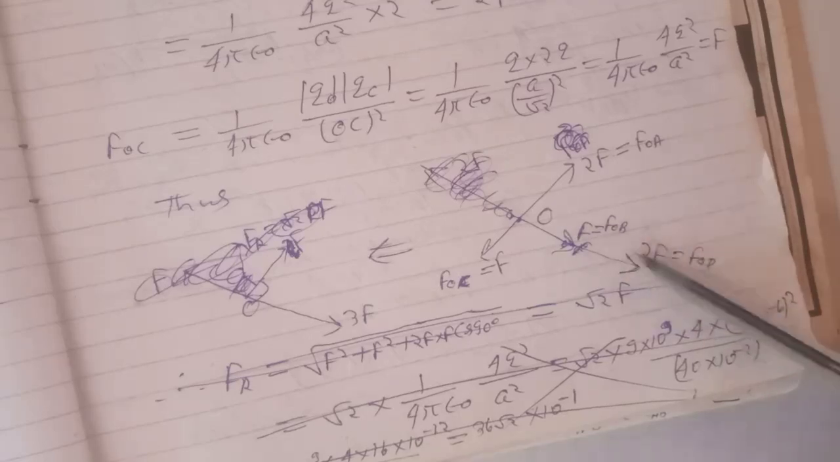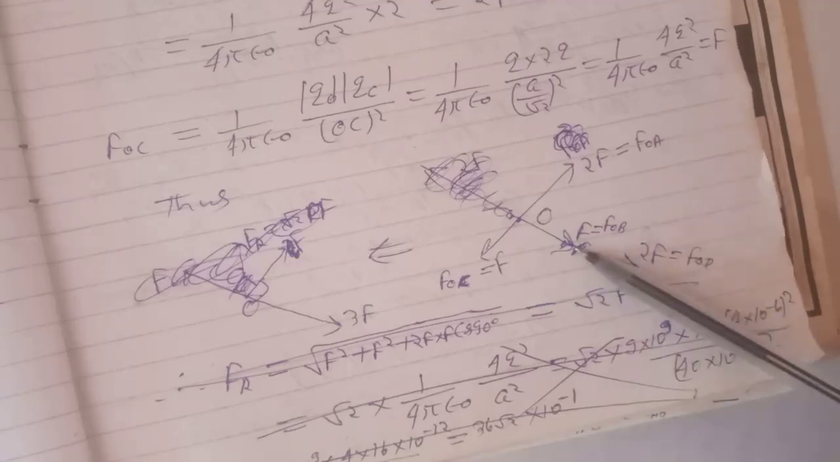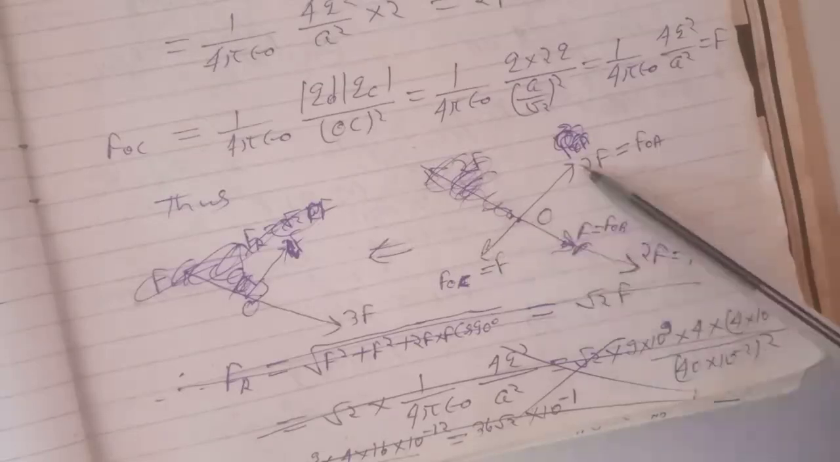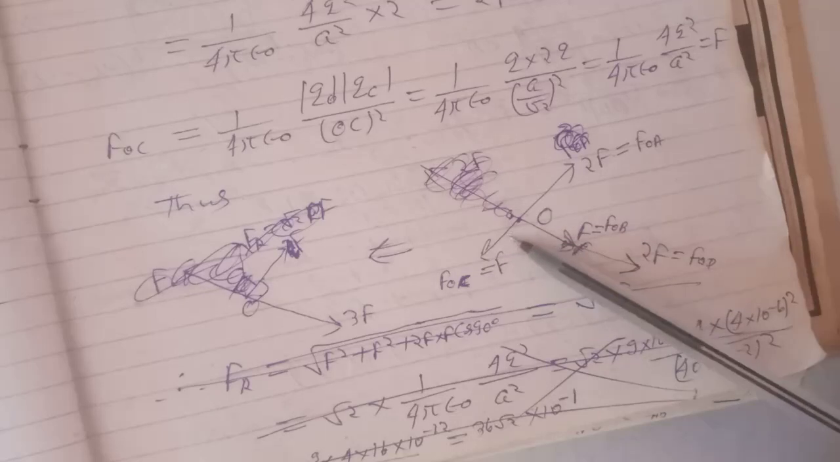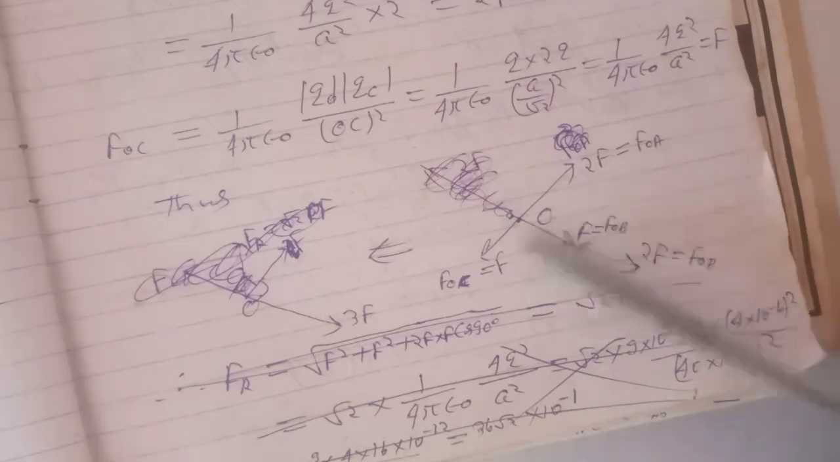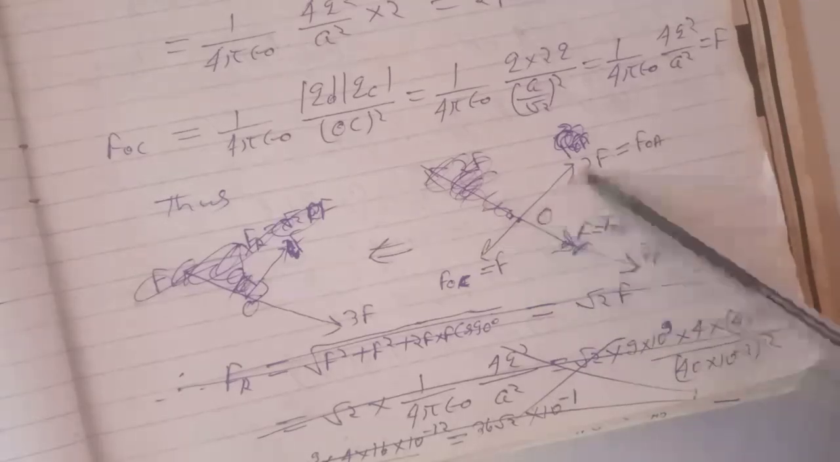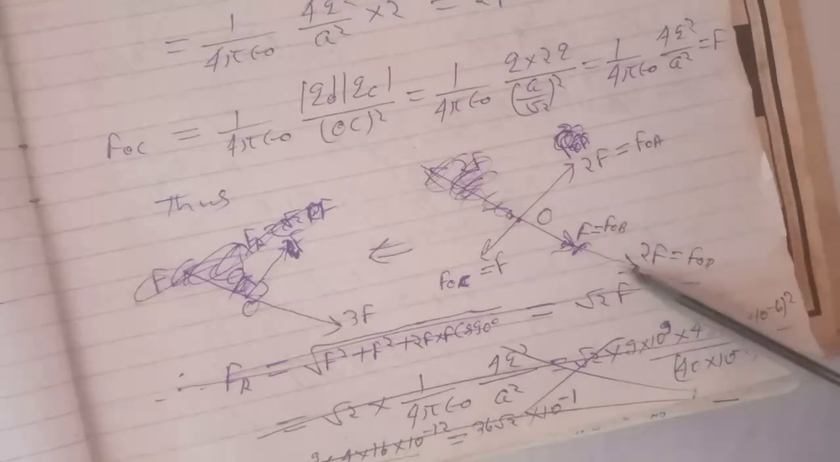Now these will add to give 3F. So there will be 3F, 2F, and F, and they are along the same line. So after subtracting these forces, here will be F and here will be 3F.